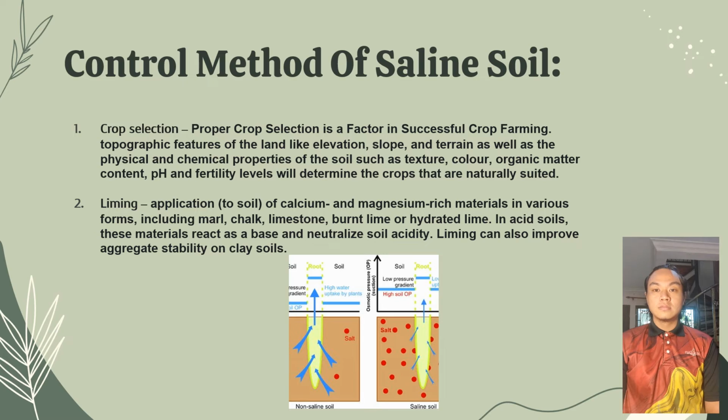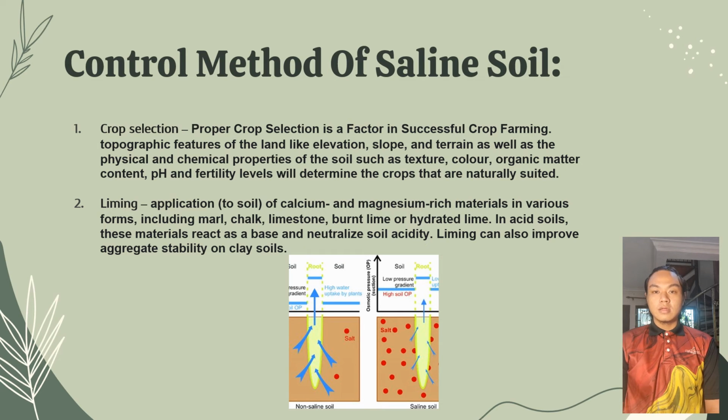Crop selection. Proper crop selection is a factor in successful crop farming. Topography, features of the land like elevation, slope and terrain, as well as the physical and chemical properties of the soil, such as texture, color, organic matter content, pH and fertility level, will determine the crops that are naturally suited.